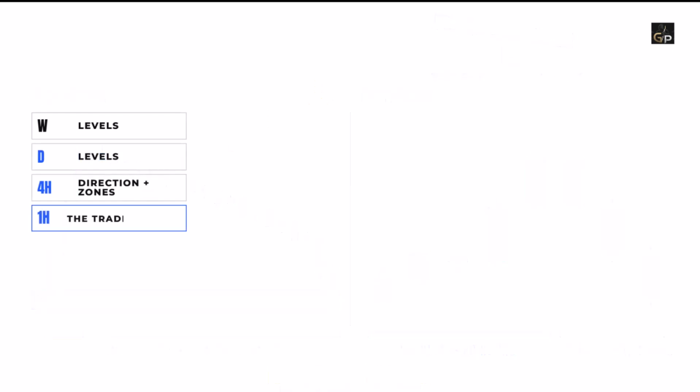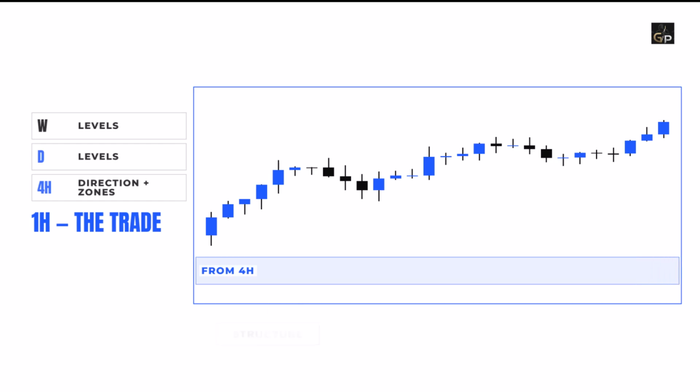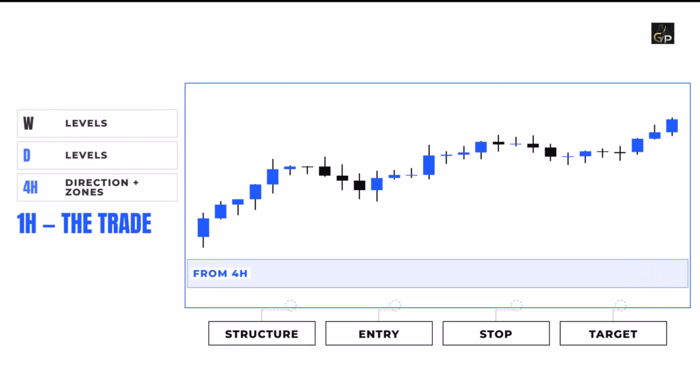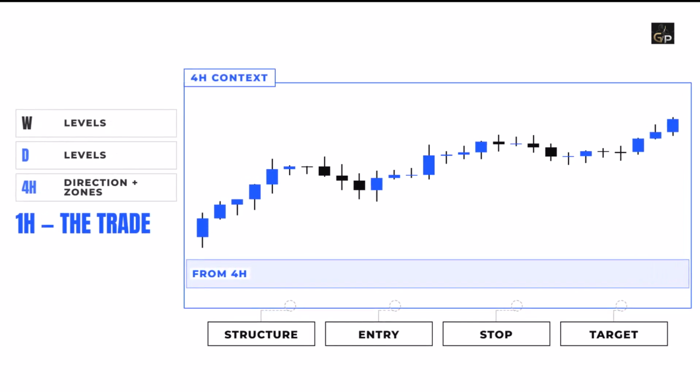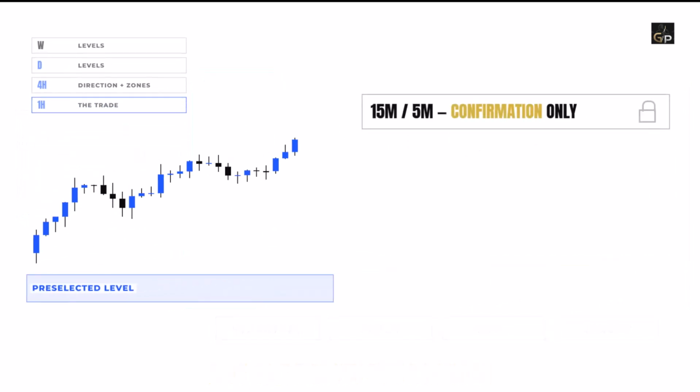1 hour, the trade. Structure, entry, stop, target. This is where business actually gets done, and it's the only chart where you're allowed to be looking for a position. 15 and 5 minute, confirmation only after arrival.